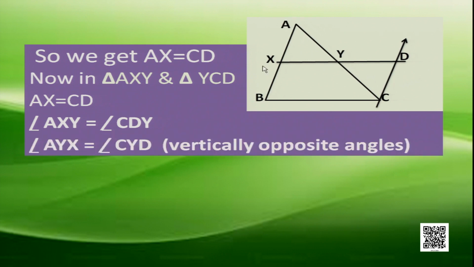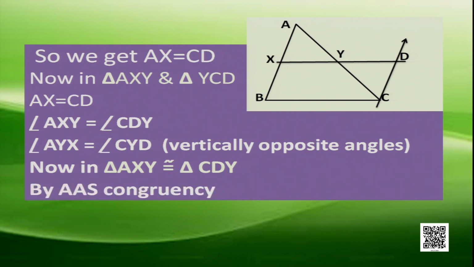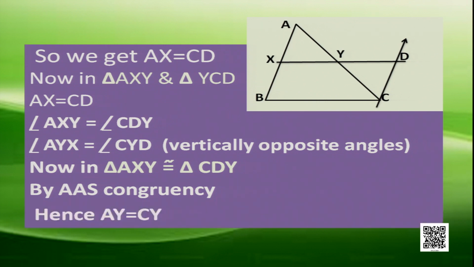Now, AYX and CYD are vertically opposite angles, so they are equal. Now, we have proved that triangle AXY is congruent to triangle CDY, by the angle side angle property. Now you see, if these two triangles are congruent, then we can say that AY is equal to CY. That means AC is bisected at Y, that means XY bisects AC.